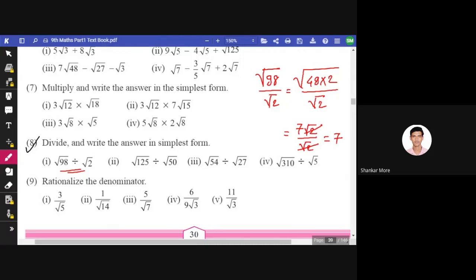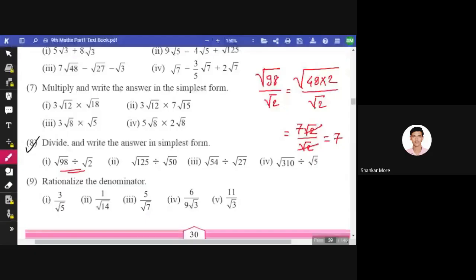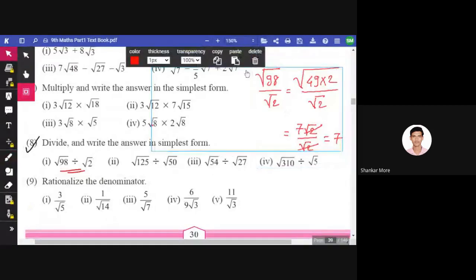Try solving it. Sir, you have written 48. Yeah, it is looking like 48, but it is actually 49. It was 49 only, but it was looking like 48. Okay, now it is 49. Fine. Now take the next question and solve it. How do we solve this next question?